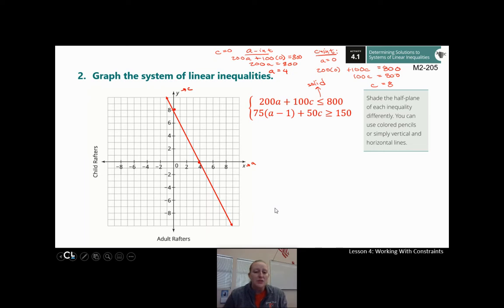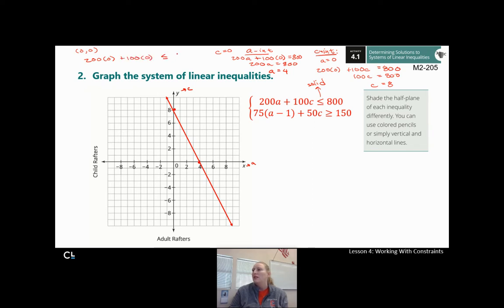Now, last but not least, for this first one, we need to figure out which side it's shaded on. We said usually I like to pick 0, 0, right? If I plug in 0, 0, and it's true, I'm like, yay, I shade that side. If I plug in 0, 0, and it's not true, I shade the other side. So I'm going to plug in 0, 0.